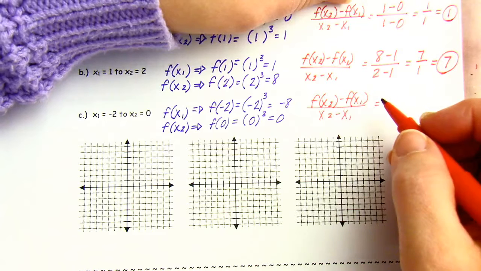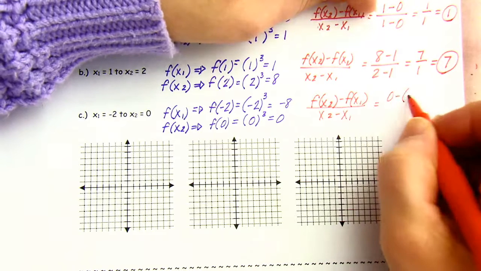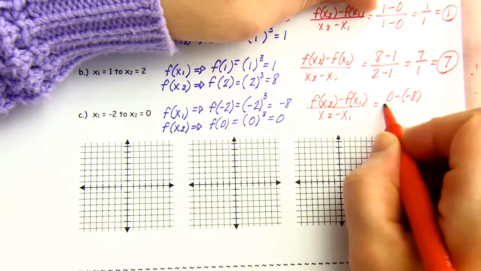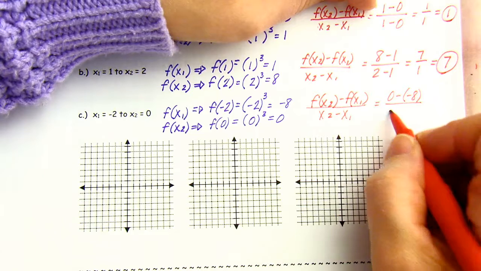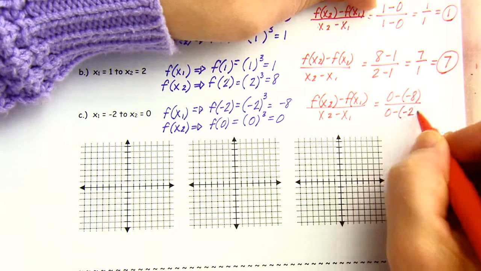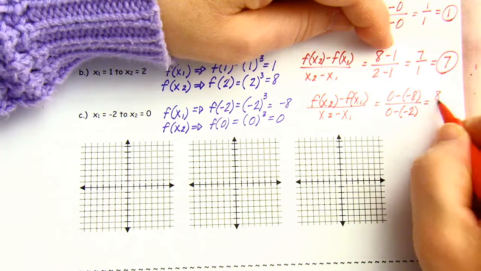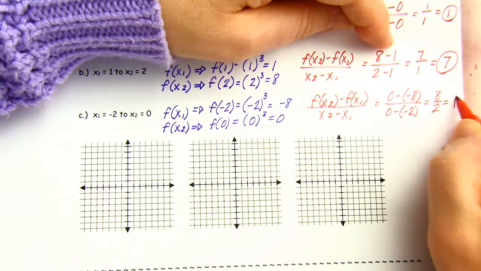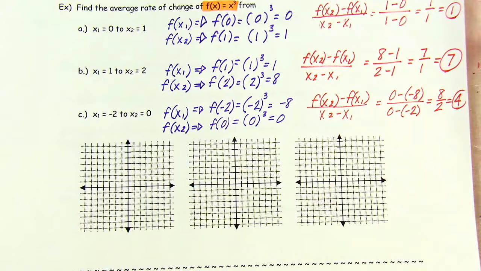All right, f of x sub 2 is 0. Subtract, what is f of x sub 1? That's negative 8. What do we got for our x's? 0, subtract, negative 2. This is 8 divided by 2, or 4. So the average rate of change on the graph of the cube function from negative 2 to 0 is 4.